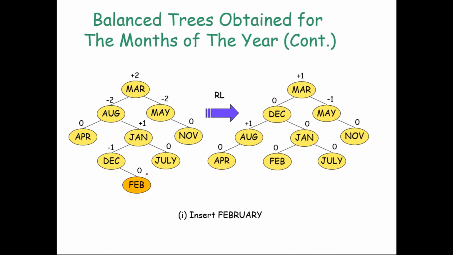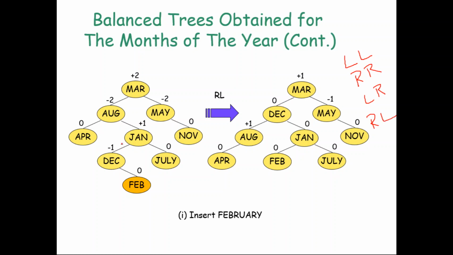We have to know what type of imbalance it is. There are 4 types of imbalance: either LL, RR, LR, or RL. Already we have discussed 3 of these cases. The 4th case which is left is RL.